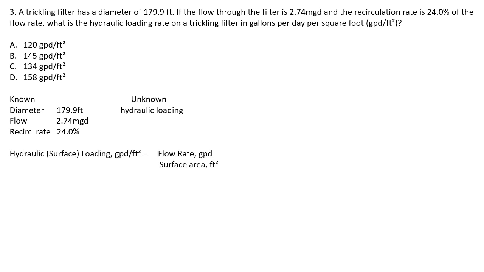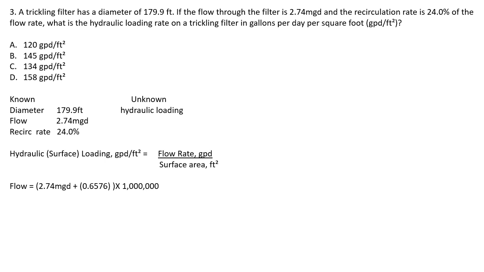The formula for hydraulic surface loading, gallons per day per square foot, is equal to the flow rate, gallons per day, divided by the surface area, square feet. Well, first we need to find the flow. So we had 2.74 million gallons, and we're going to have to add that to the recirculation rate, which was at 24%. So 2.74 times 24% as a decimal, 0.24. And then we're going to multiply that by a million to get rid of the million gallons a day and get into gallons.